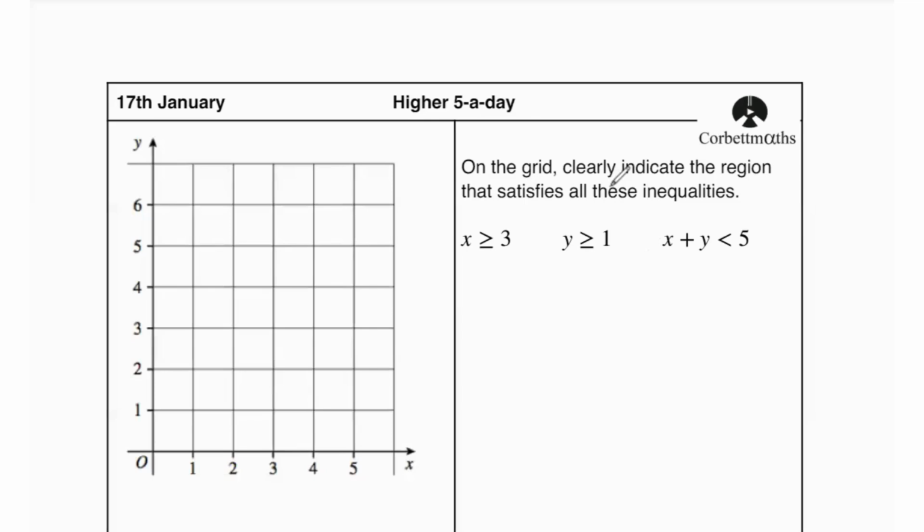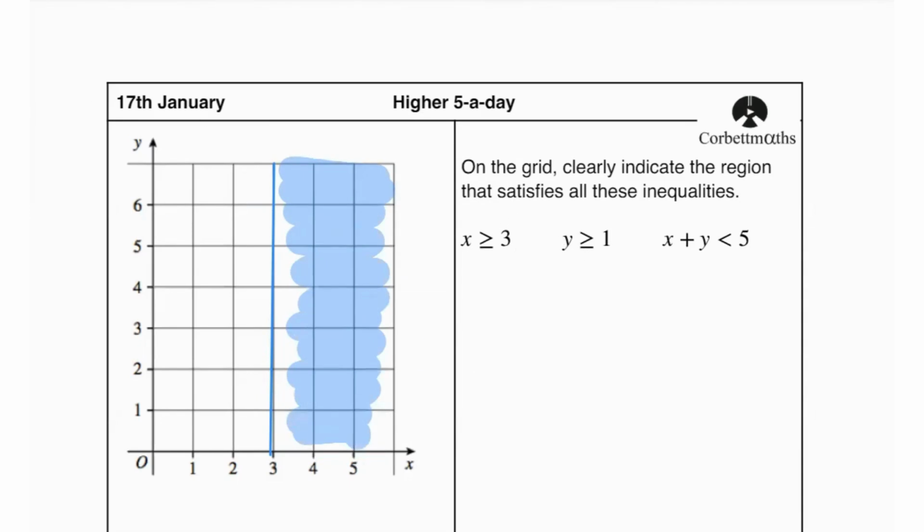The first question says that on the grid, clearly indicate the region that satisfies all these inequalities. So first, let's draw a line at x equals 3. And since it's x greater than or equal to 3, that means we will color this part.